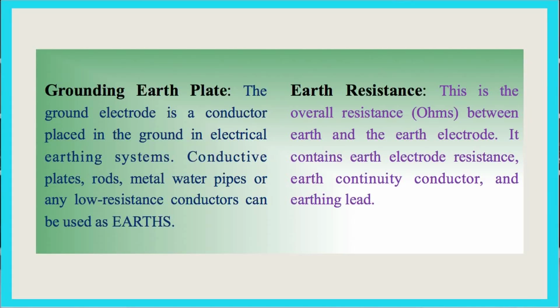Another very important term is grounding electrode or earth plate. The ground electrode might be a copper ground rod or conductive earth plate. So it is a conductor placed in the ground in an electrical earthing system. Conductive plates such as rods, metals, water pipes or any low resistance conductors can be used as earths. Another very important term that is very much used in this context is earth resistance. What is earth resistance? This is the overall resistance between earth and the earth electrode.